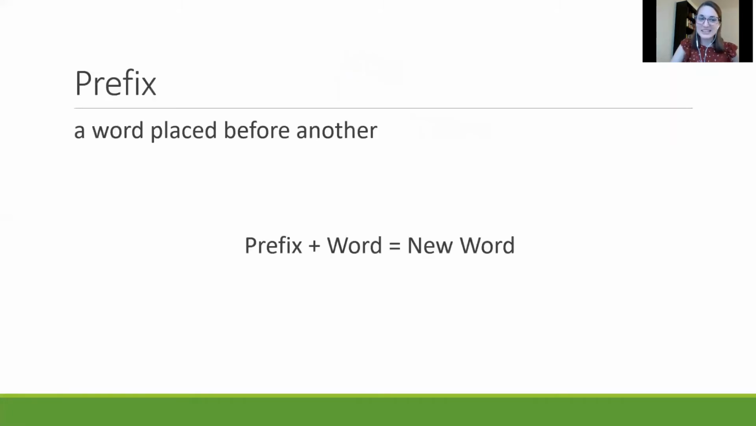A prefix is a word placed before another. So essentially you'll have a prefix and it'll be added on to an existing word, and then you'll have a new word. So a prefix helps us to make something new out of something we already had, but to change the meaning in the process.